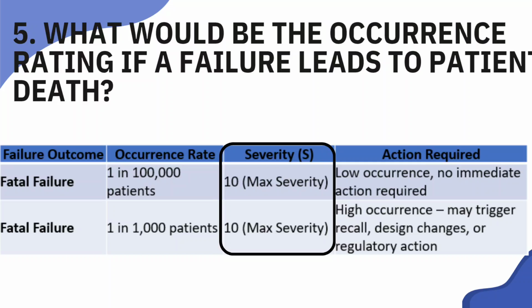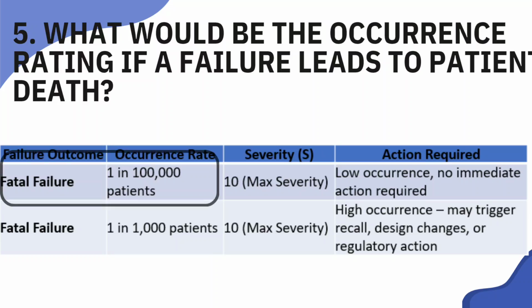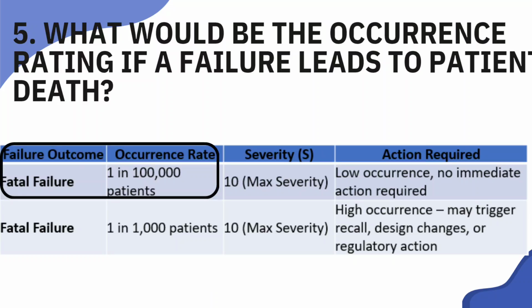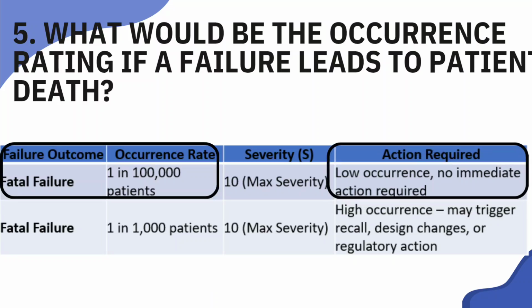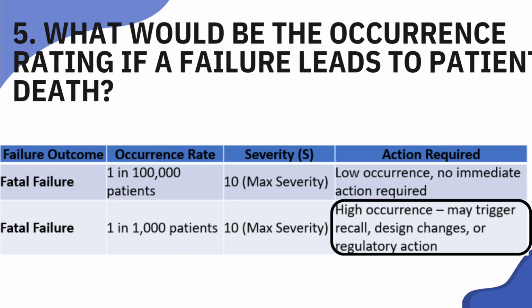That's non-negotiable. But occurrence, O, that depends on real-world data. If this fatal failure happens in 1 out of 100,000 patients, the occurrence rating is low. But if it's 1 in 1,000, that's a major issue. It could trigger a recall, immediate design changes, or even regulatory action. The key is we don't assume, we use actual failure rates to make data-driven decisions.